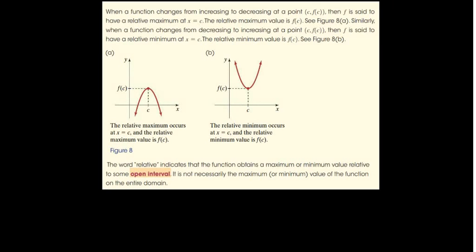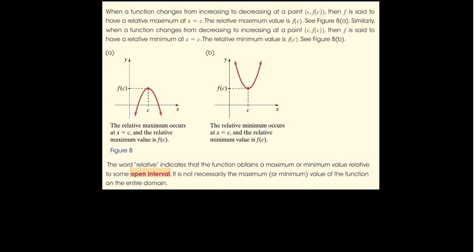But anyways, when a function changes from increasing to decreasing at a point, okay? Now this notation here looks a little complicated, but it's really not. It's using c, but we're used to x. It's kind of the same thing as saying x and then f of x, x being my input and the function at x being my output. But it's using c, just to make sure they are inconsistent and confuse my poor students. Then f is said to have a relative maximum at x equals c.